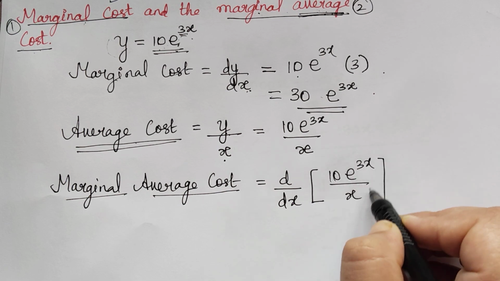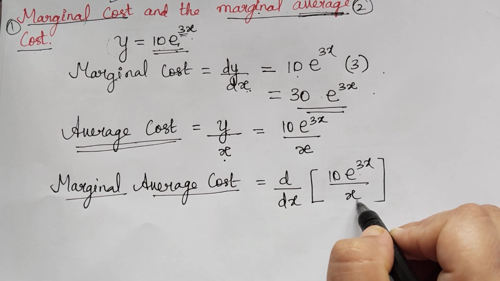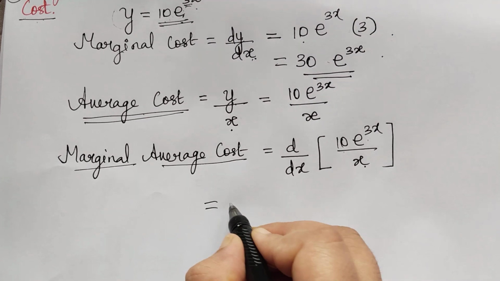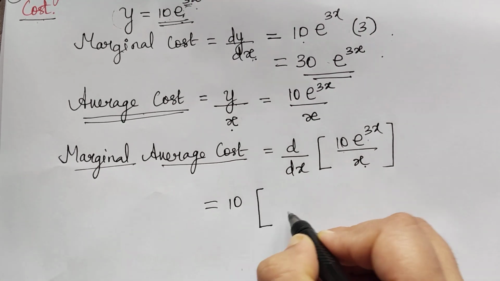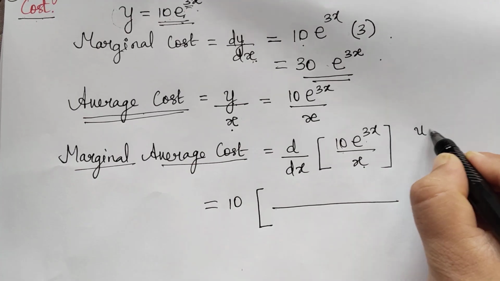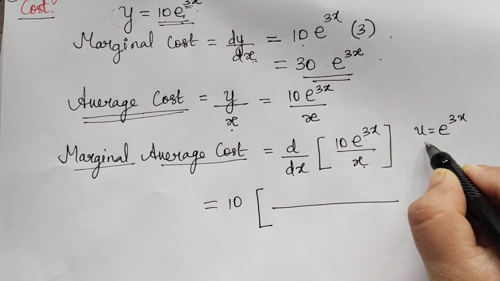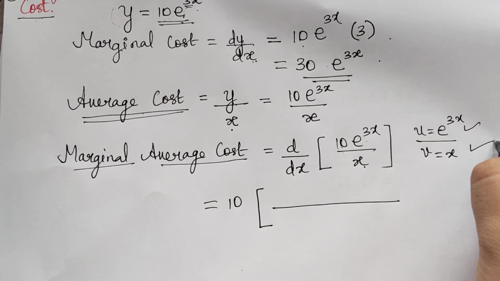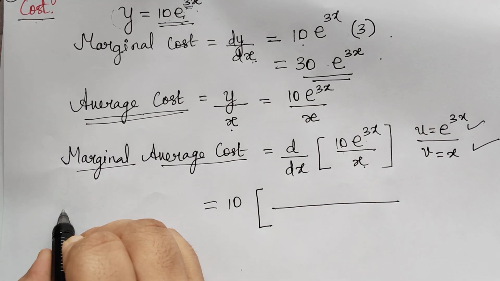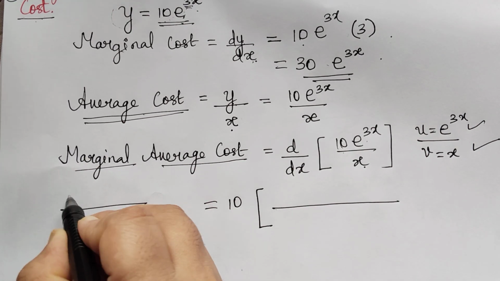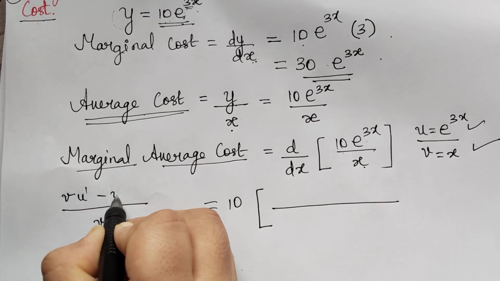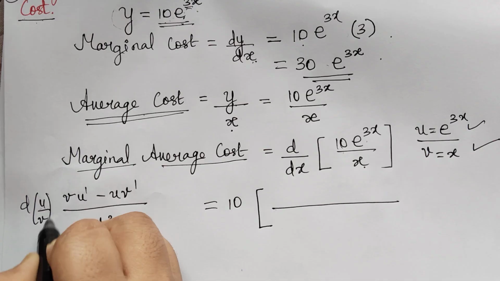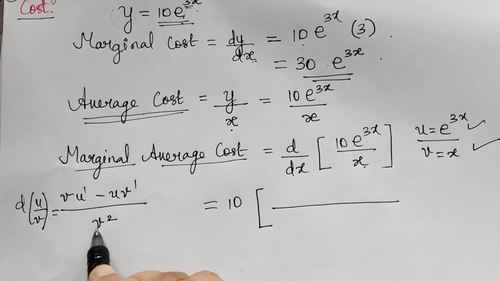Now we have to differentiate this by using the u by v method. This constant we shall have as it is outside. So 10 multiplied with, here u becomes e power 3x and v becomes x. Using these two functions we have to differentiate this, and the formula is v square in the denominator, v u dash minus u v dash. So this is the formula for differentiation of u by v with respect to x.